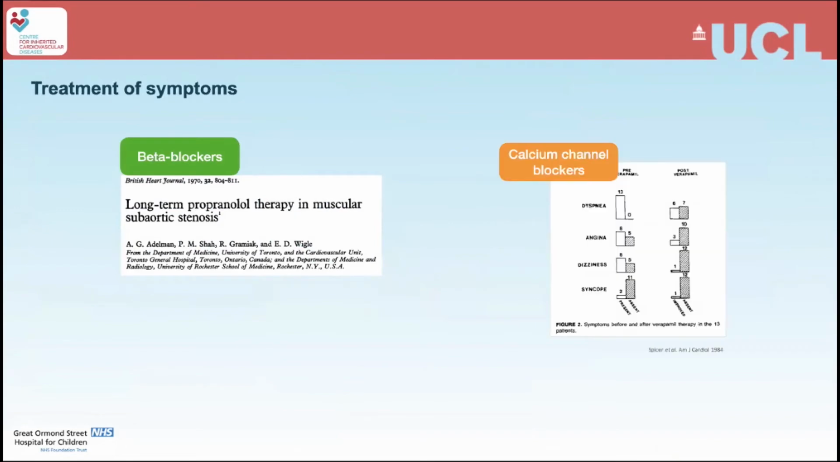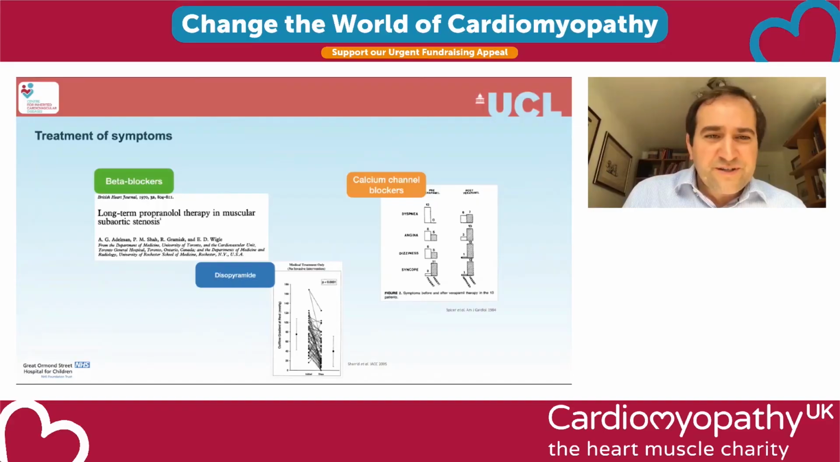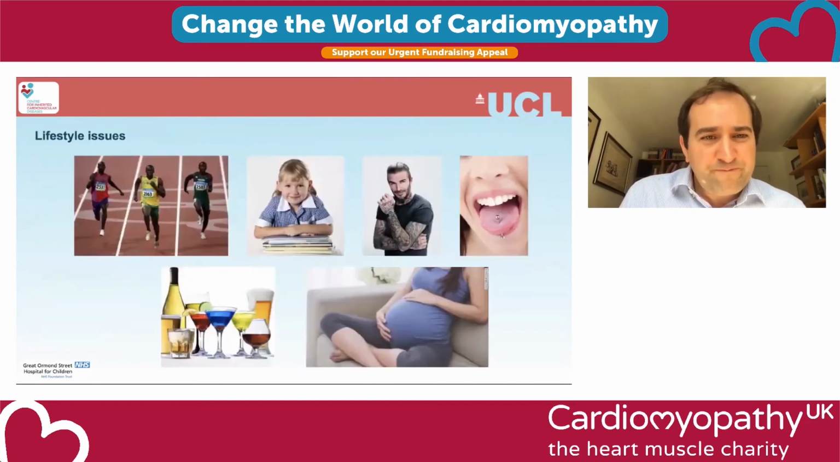The way that we treat symptoms really hasn't changed over the last 20 or 30 years. We still use the same medicines that have been in use since the 1970s, so beta blockers, calcium channel blockers, disopyramide, diuretics for children who have dilated cardiomyopathy and symptoms of what we call heart failure.